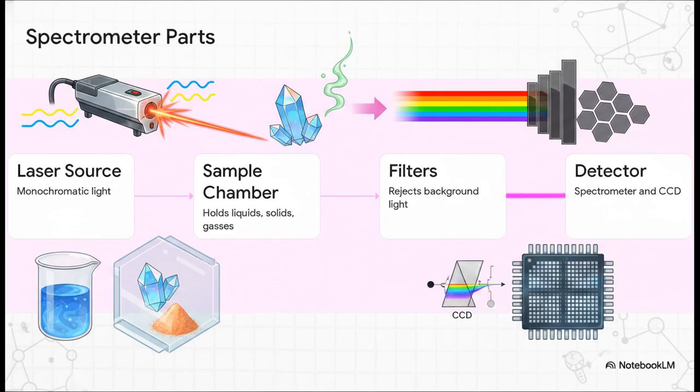Step 2 is the sample chamber, which is amazingly flexible, by the way. It can handle liquids, solids, gases, or powders. Step 3 involves our optical filters, which reject all that blinding background light. And finally, Step 4 is the spectrometer and the detector, usually a highly sensitive charge-coupled device, or CCD, that separates and detects the remaining wavelengths.